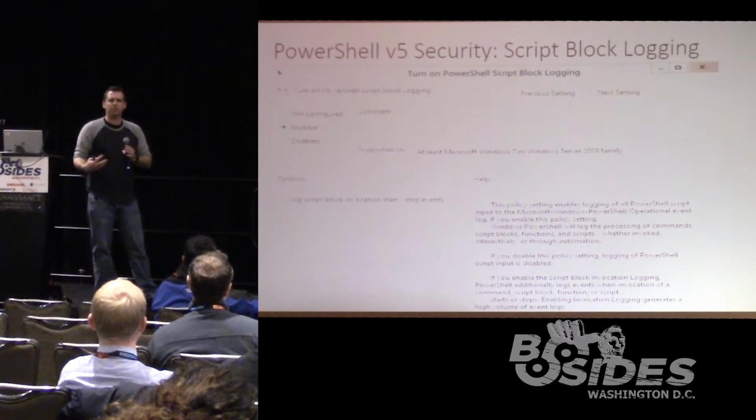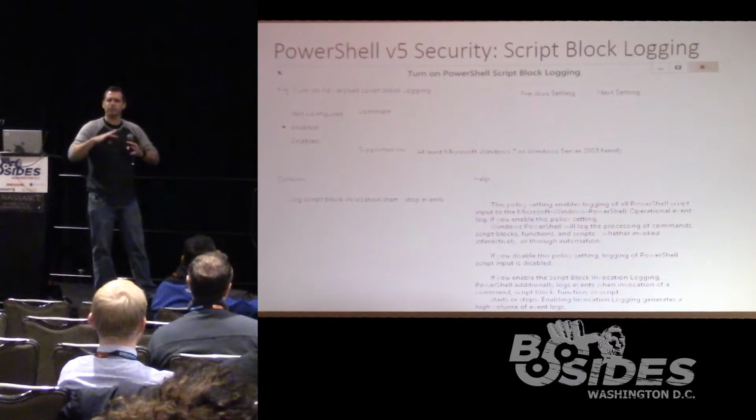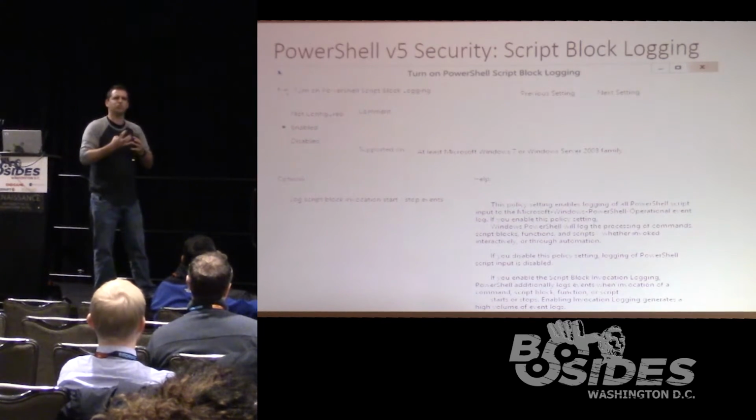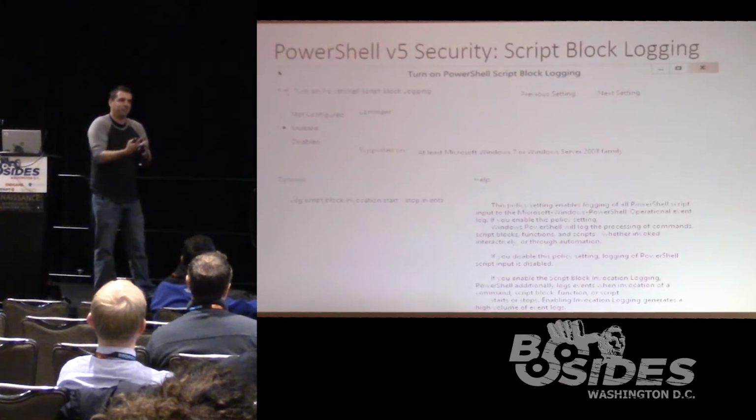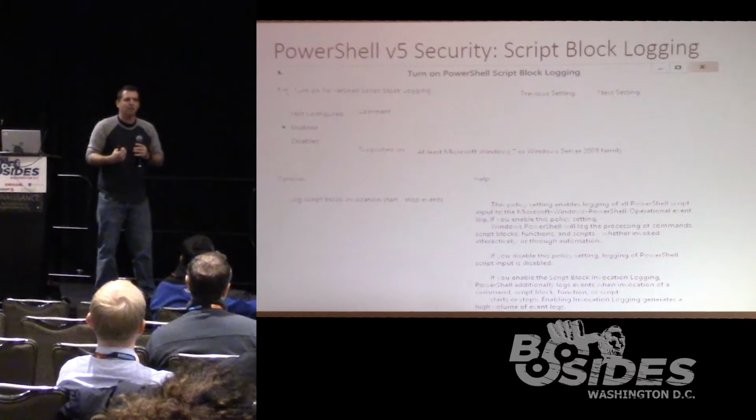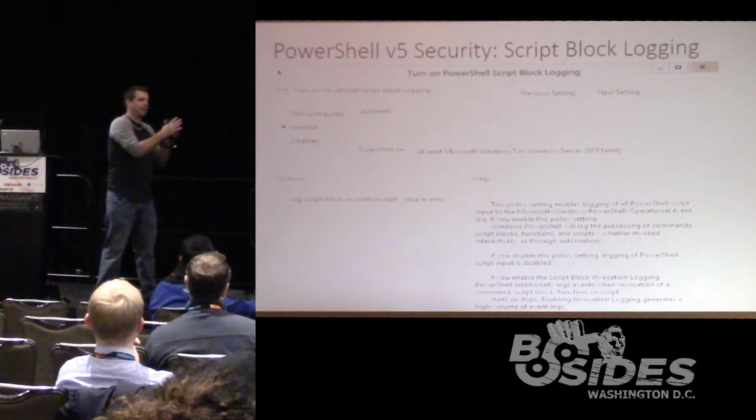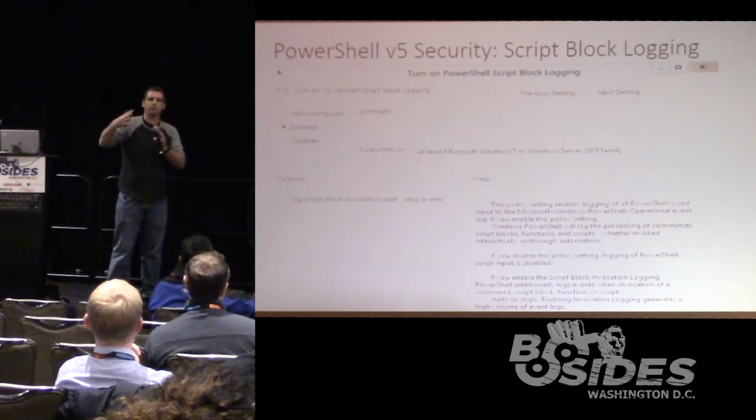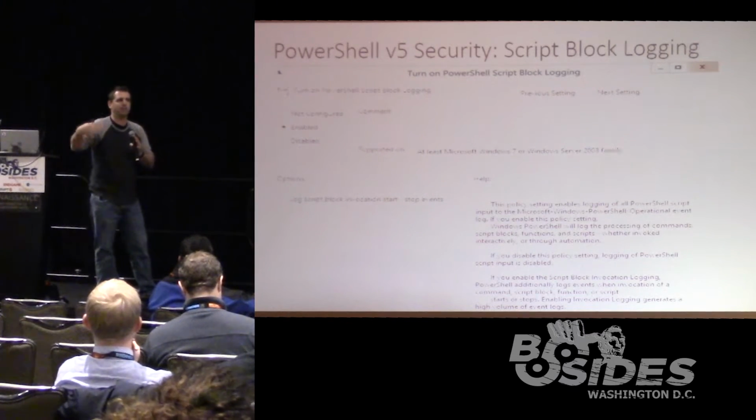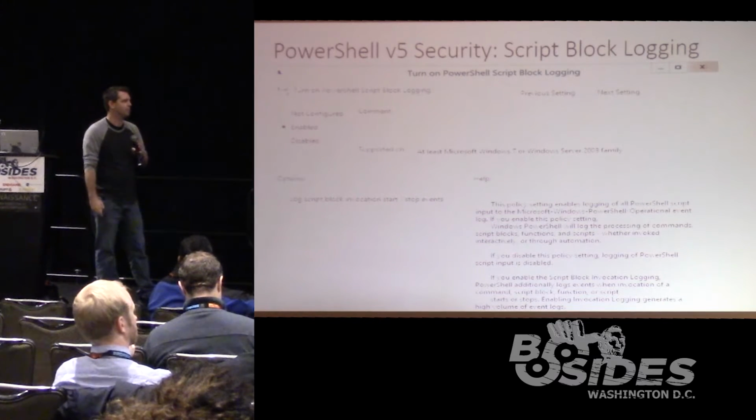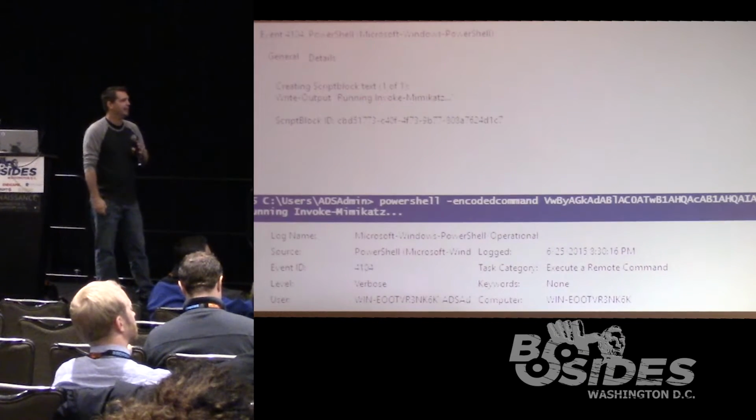Well, there's a problem with that, because if that code is obfuscated, if it's munged around in such a way that it doesn't look like language, it doesn't look clear to us, it makes it very difficult to identify what's going on. With script block logging, we can actually get what PowerShell interprets and what it's about to run in order to look at that and create indicators. So we want to turn that on.